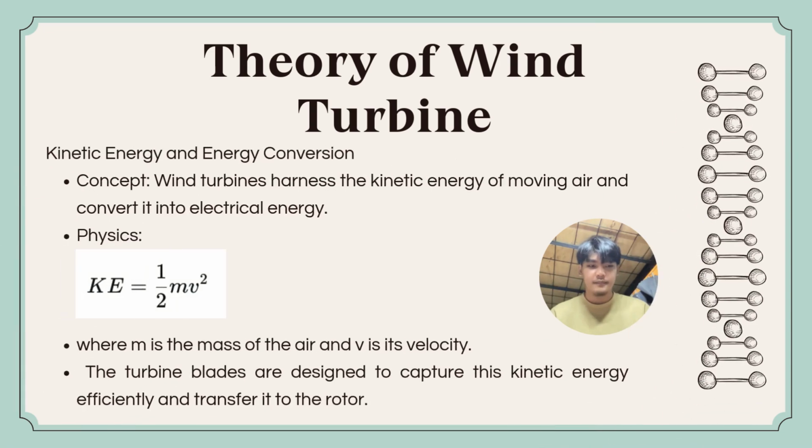Here are the basic physics concepts explained clearly. The first basic physics concept is kinetic energy and energy conversion. The concept is that a wind turbine harnesses the kinetic energy of moving air and converts it into electrical energy. The physics is KE equals 1 divided by 2 times m v squared, where m is the mass of the air and v is its velocity. The turbine blades are designed to capture this kinetic energy efficiently and transfer it to the rotor.